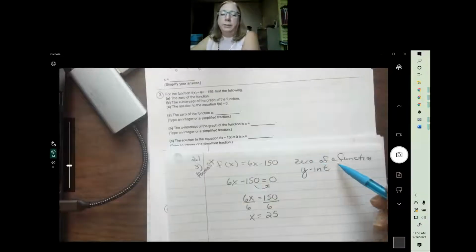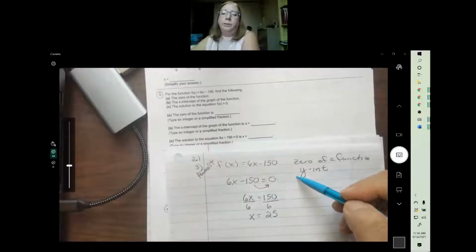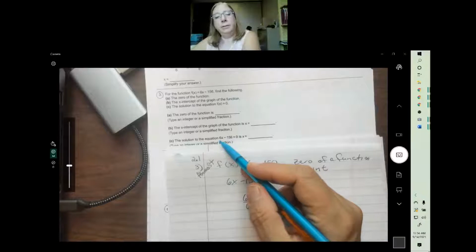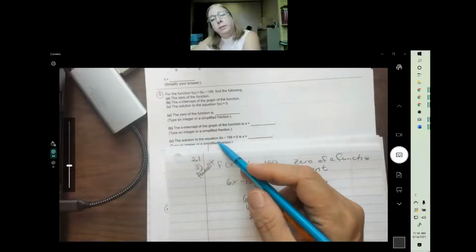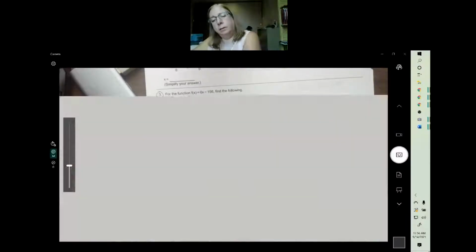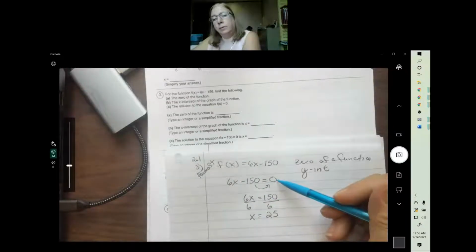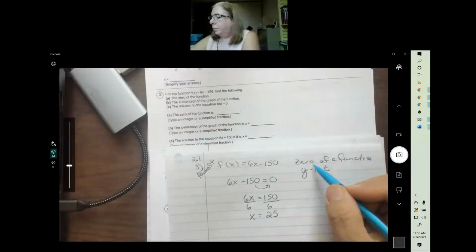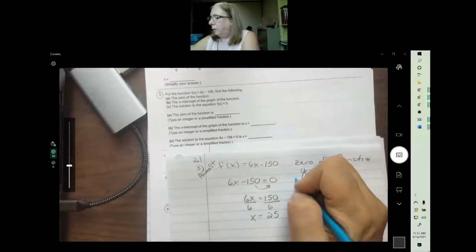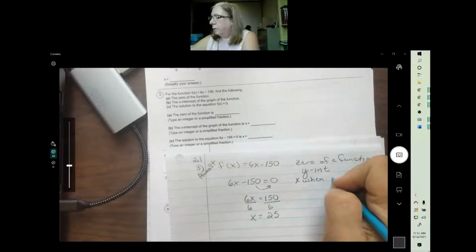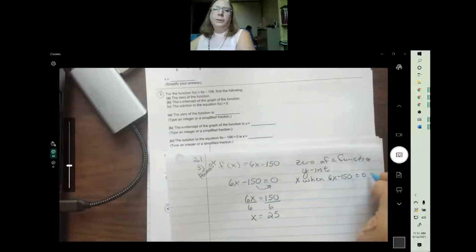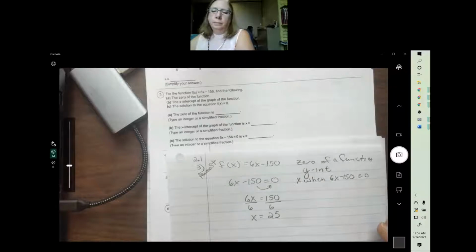But the 0 of the function, you set it equal to 0. The x-intercept, you set it equal to 0. So then they're doing the same thing here. They're saying the solution of the equation when you set the function equal to 0. So 0, the x-intercept, or the x value when 6x in this case minus 150 equals 0. We'll do the other one.